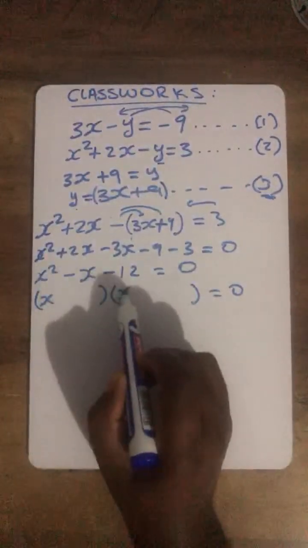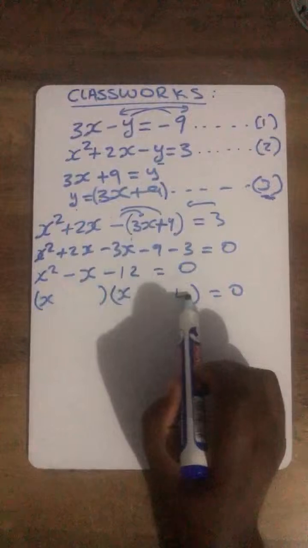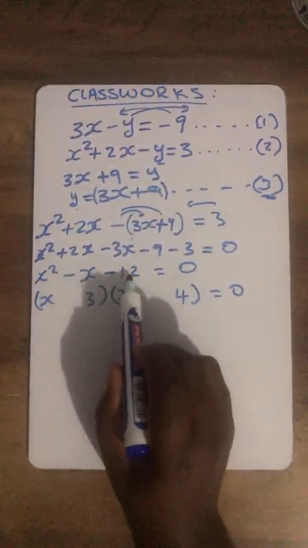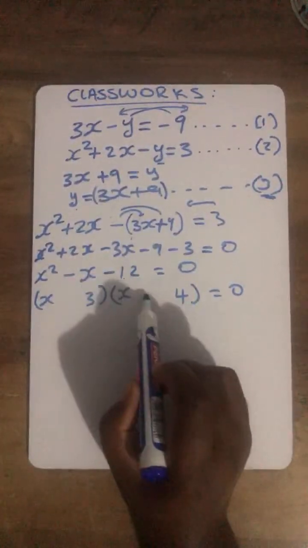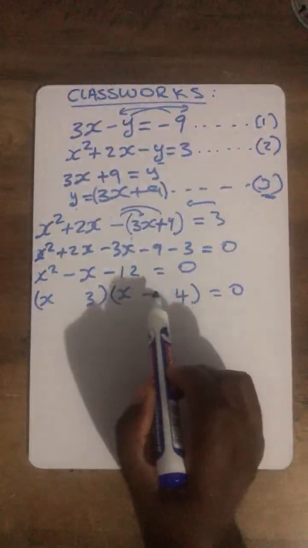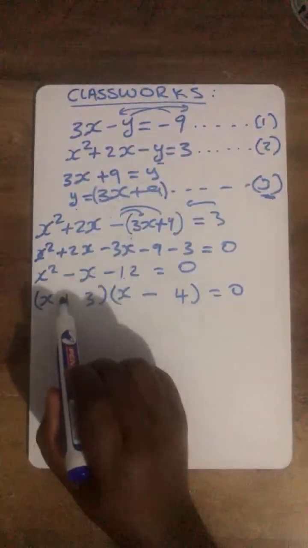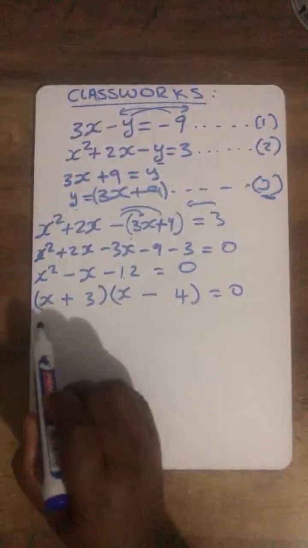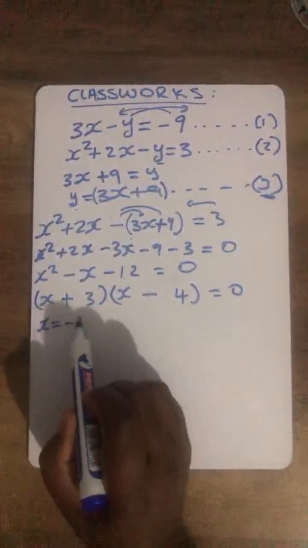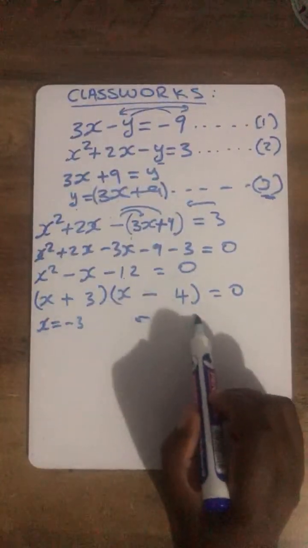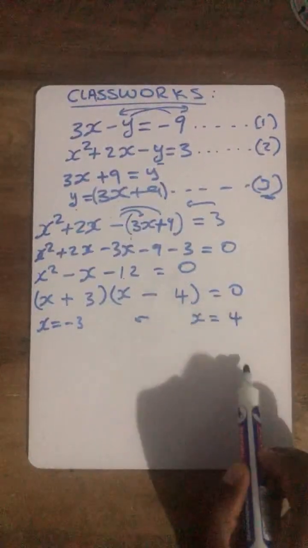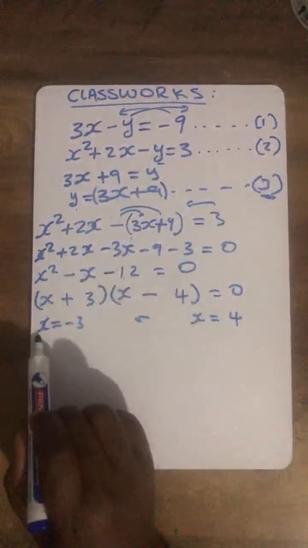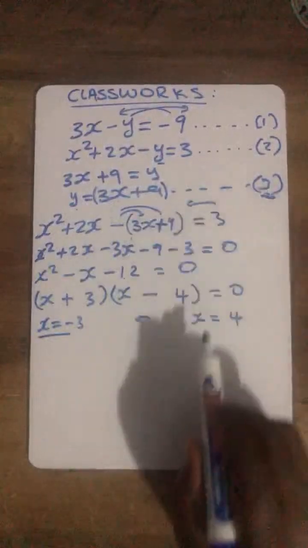So we have x and x, I think 4 and 3. Yes, 4 and 3 can give us 12. The bigger number takes the sign of the middle term. For us to have negative 12 there, that's if we use a plus there. So that means the first answer is x equal to negative 3, or the second answer is x equal to 4. Then you're going to take this answer, you'll always substitute in equation number 3.